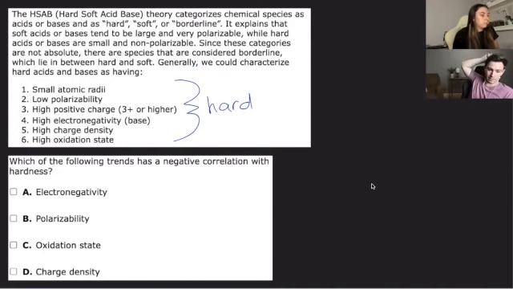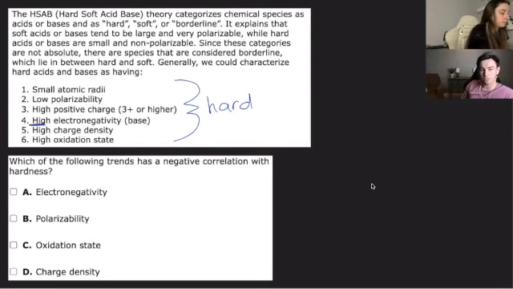So I'm looking for: as something in the list goes up, my answer choice goes down, or vice versa. As something in the list goes down, my answer choice goes up. Letter A says electronegativity. Look at number 4, high electronegativity. Is that going to be a negative correlation? No, probably not, because if you have a higher electronegativity, you're probably going to still have a positive electronegativity. So that's not a negative correlation. That'd be a positive correlation.